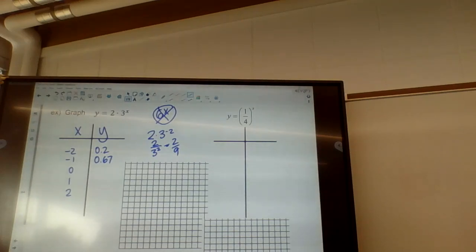Now careful, 2 times 3 to the 0 power is a tricky one. 3 to the 0 is 1, but then we have to multiply it by 2. So we're actually going to get 2 for that one. 2 times 3 to the first, should get 6. 2 times 3 to the second, we should get 18, I believe.